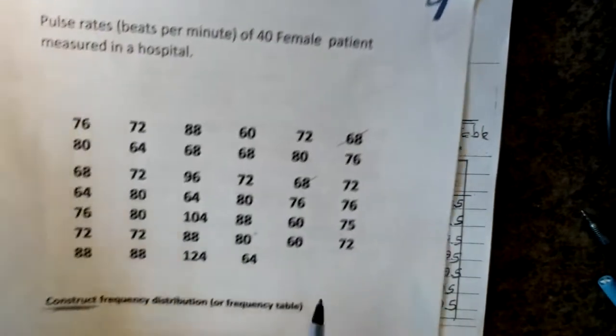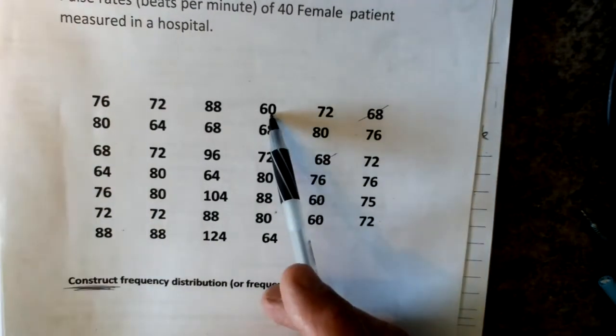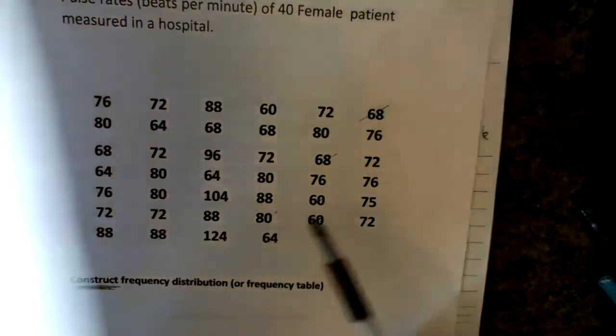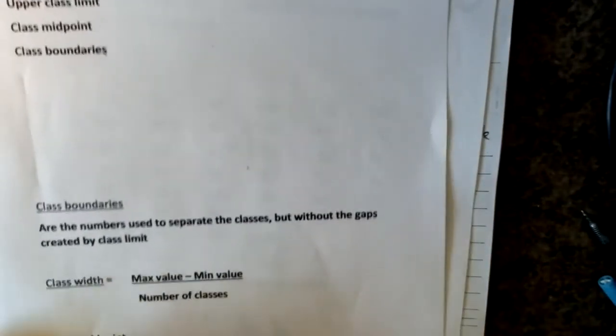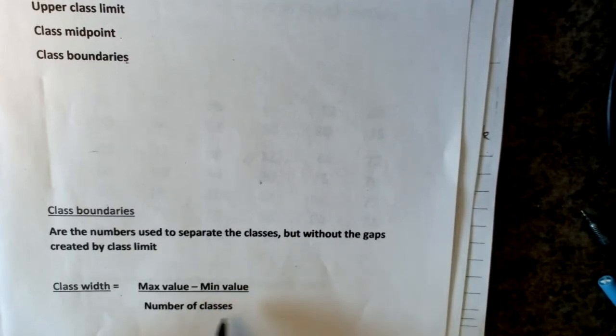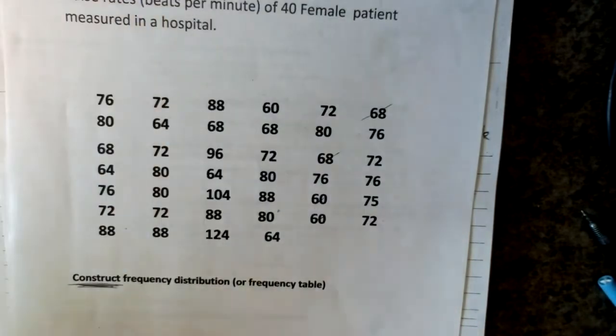The lowest number is 60 and the highest number is 124, right? Now, class width is maximum value minus minimum value divided by number of classes, okay? So here, what is this number of classes?